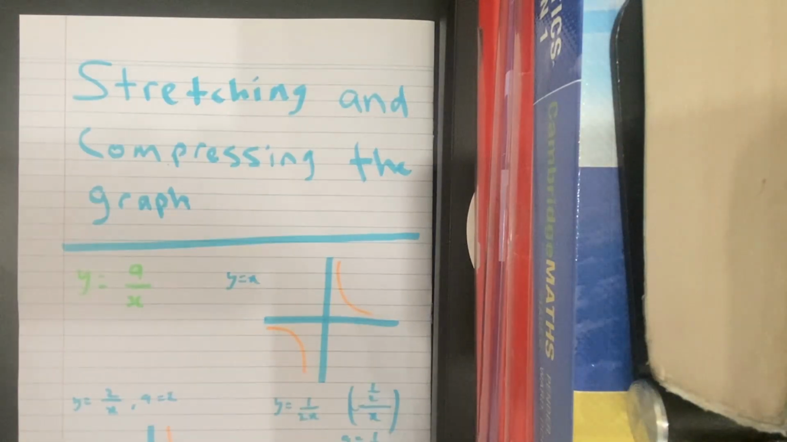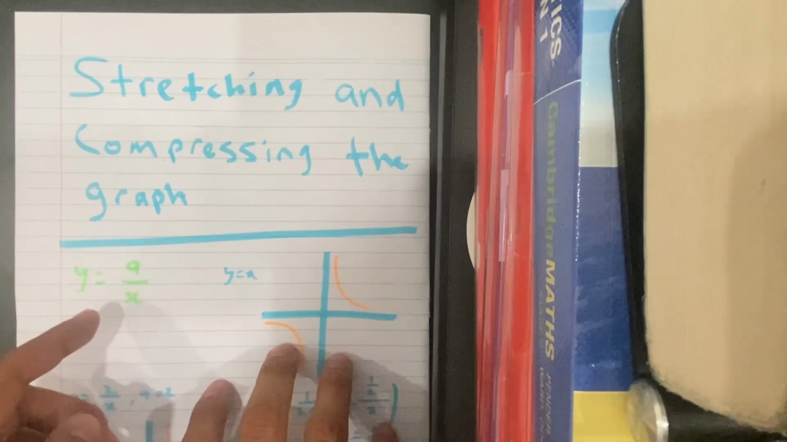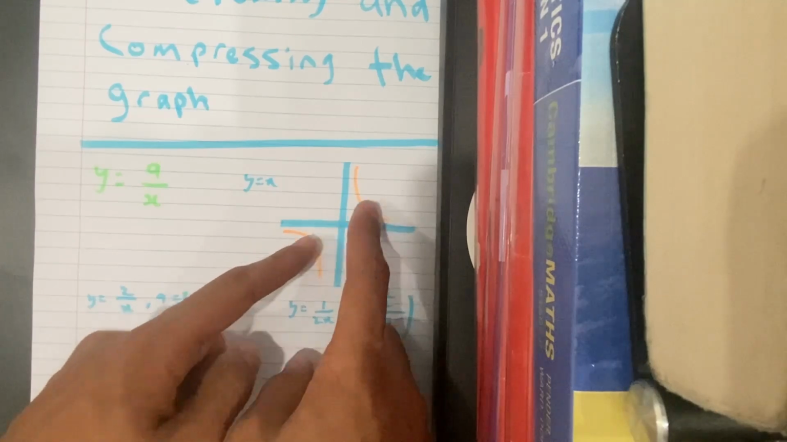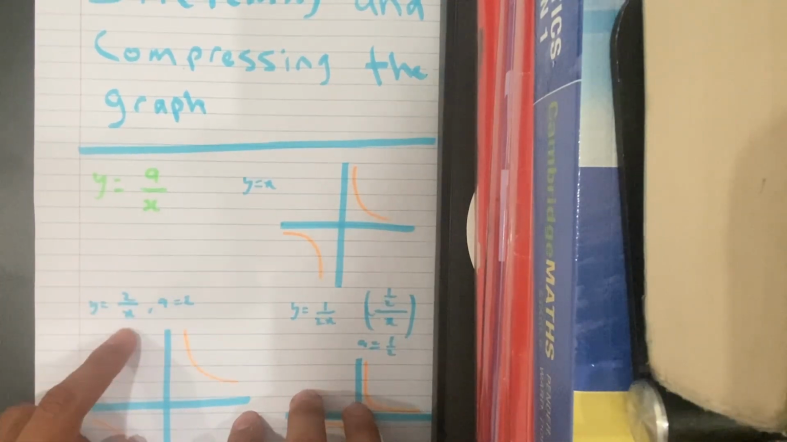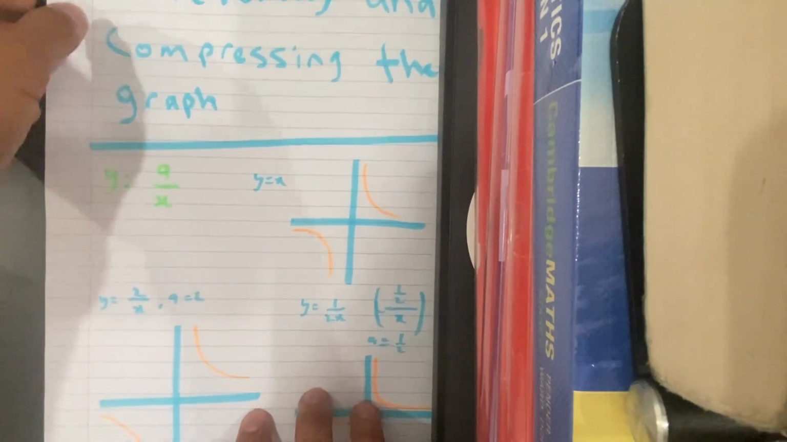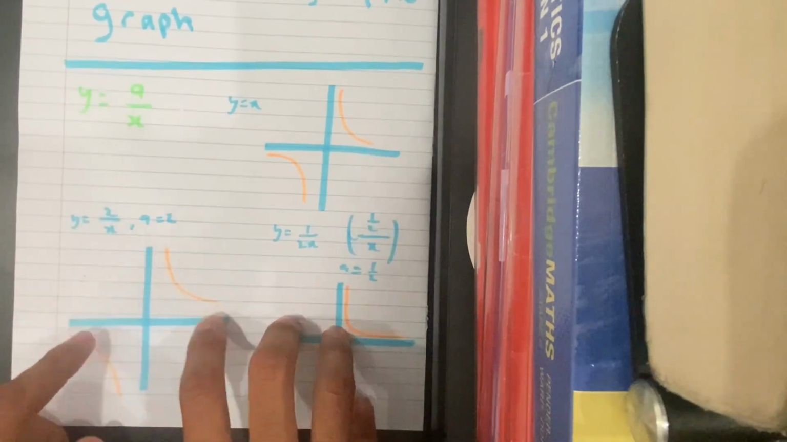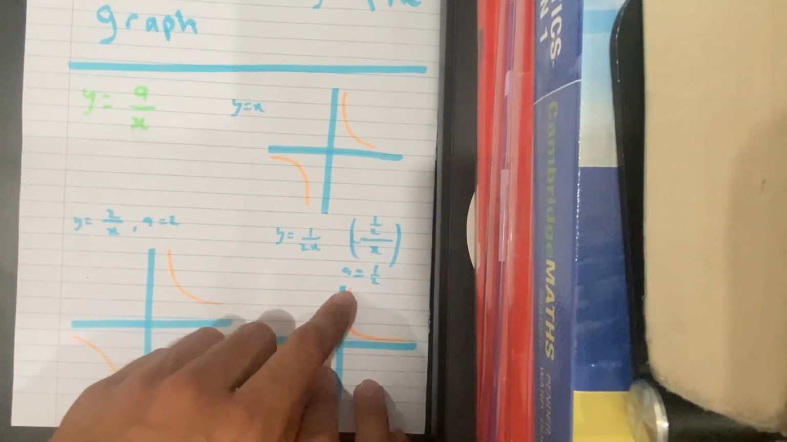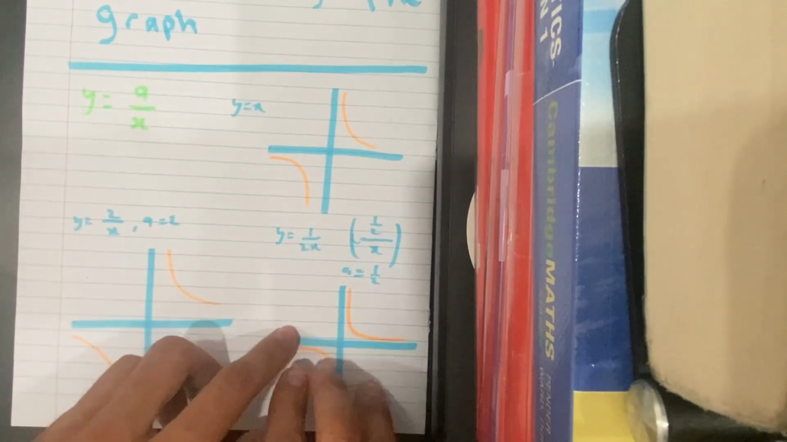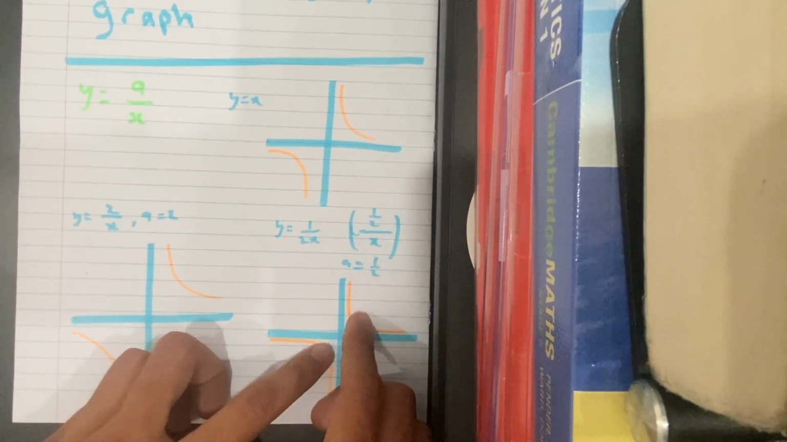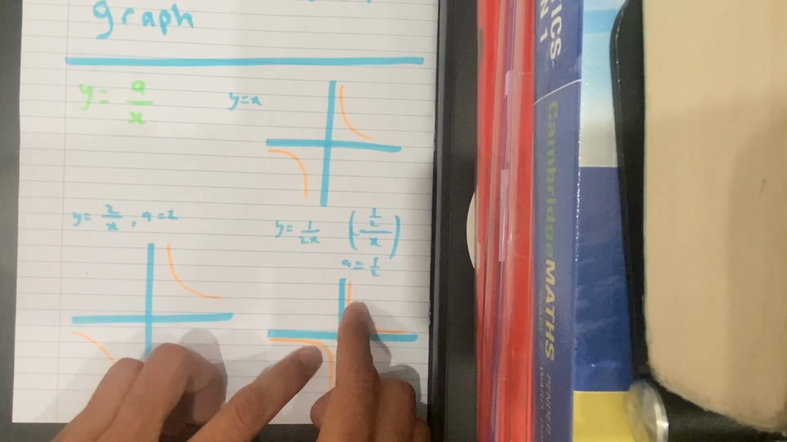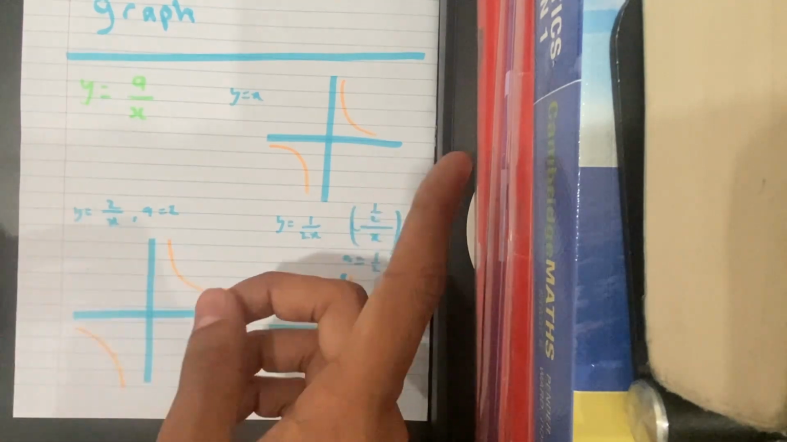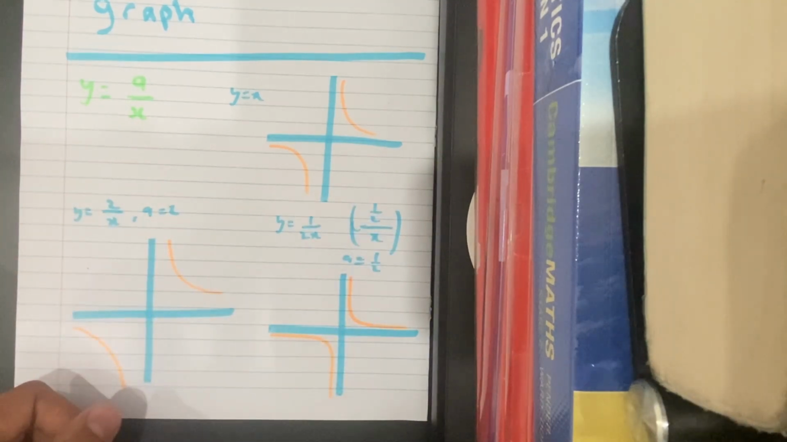Now let's discuss stretching and compressing. The a value decides whether the graph is going to compress or stretch. Let's look at y equals 2 over x, where the a value is 2. A large a value stretches the graph. Now, if we let a equal a half, a small a value, the graph comes closer to the axis. It compresses, giving it a flatter shape. So changing the constant adjusts how steep or wide the hyperbola branches are.